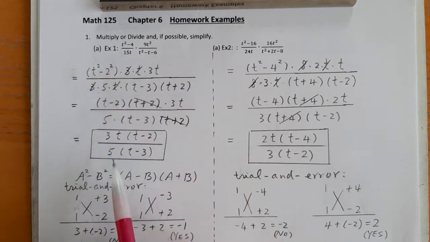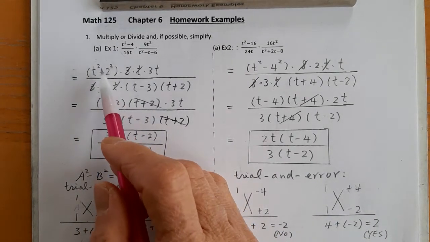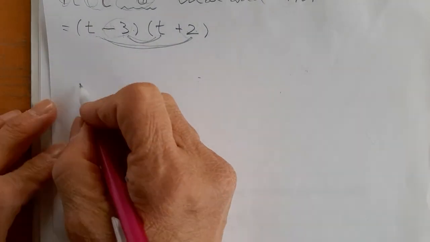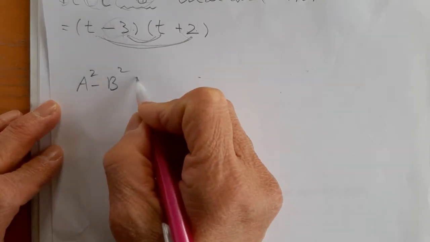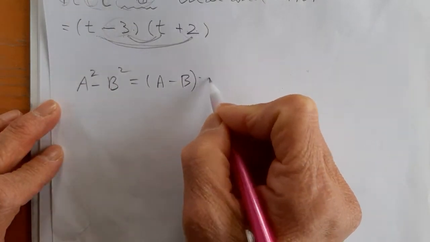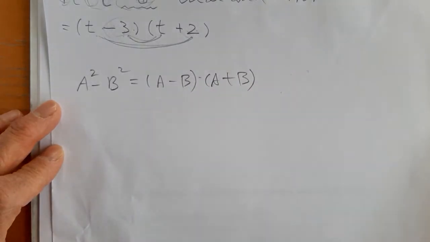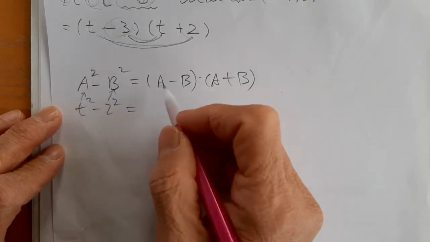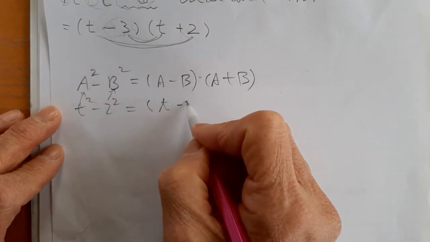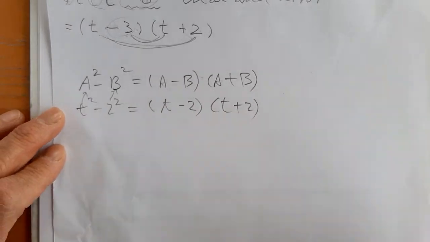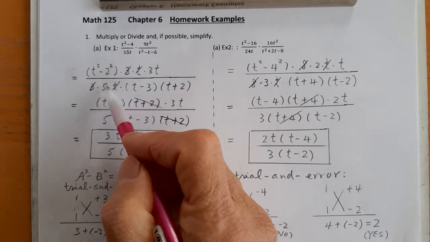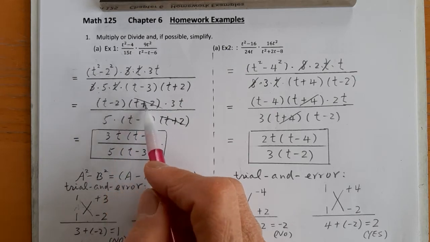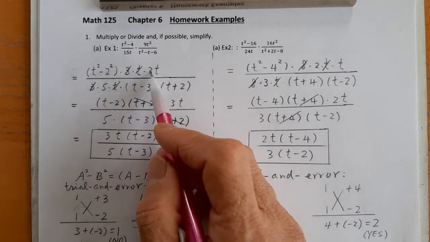T squared minus 2 squared. So we factor as (t minus 2) times (t plus 2). Use the formula. The formula is a squared minus b squared equals (a minus b) times (a plus b). So it's t squared minus 2 squared. T plugs in for a, 2 plugs in for b. And then here, 3 and 3 cancel, t and t cancel. So, and then this factors as the 2 factors, and here the 2 cancels, remains 3t.